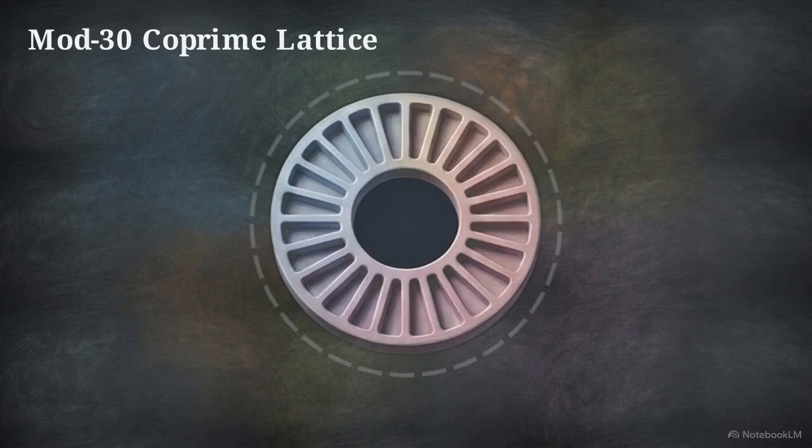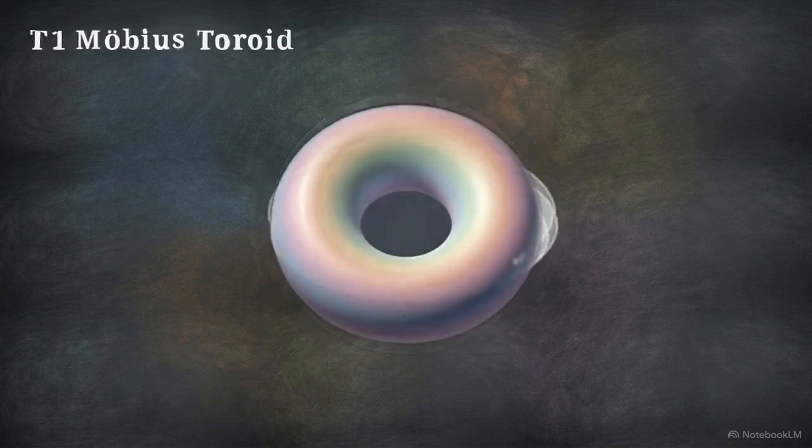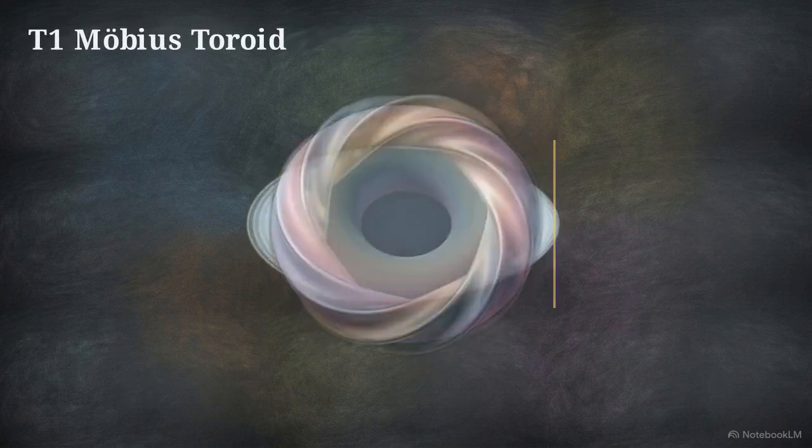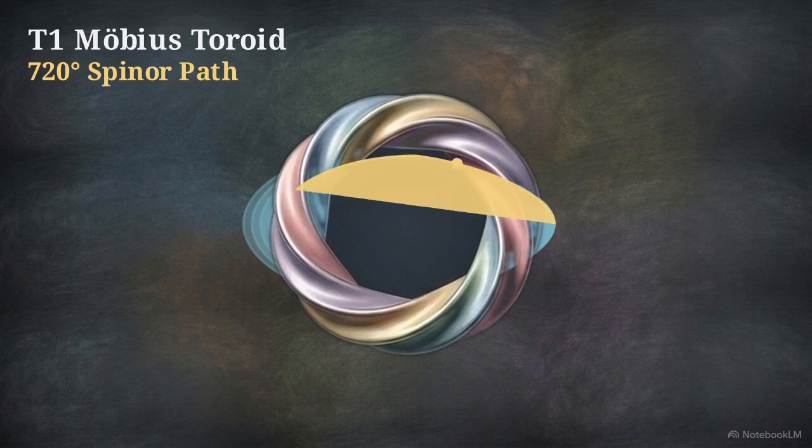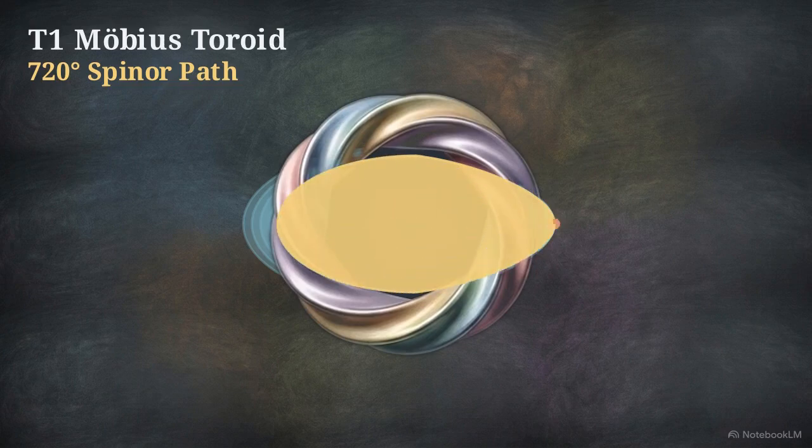This unified root is an Euler product operating on a mod 30 coprime lattice. It defines a T1 Möbius toroid, a surface carrying 8 specific lanes that represent the surviving integer winding paths. This topology is non-orientable. Because of a half-twist at the boundary, a path must complete 2 full revolutions, 720 degrees, to return to its starting state.